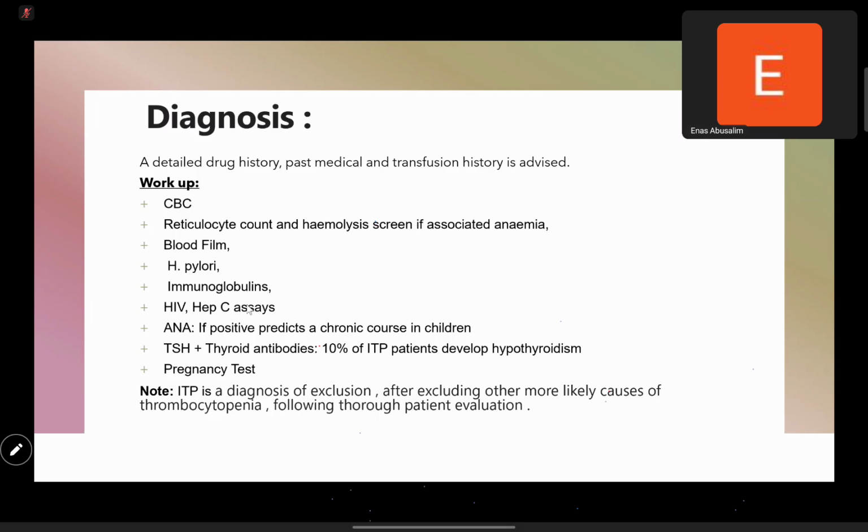Okay, so the most important thing for you guys to know is that it's a diagnosis of exclusion. You do not say the patient has ITP unless you rule out other conditions. There's not a specific test you can do to confirm ITP.